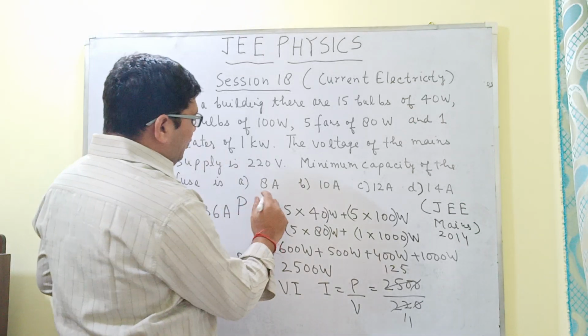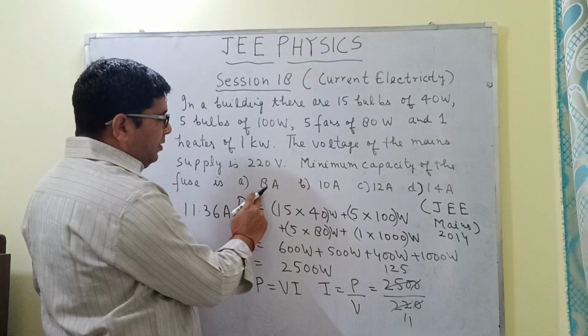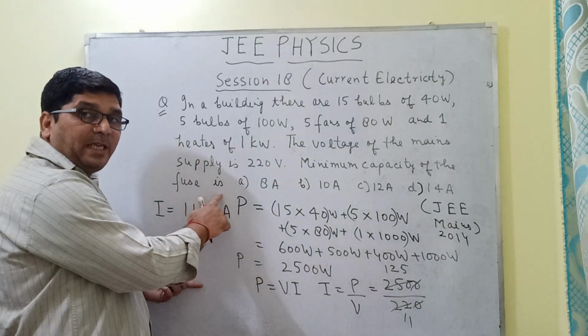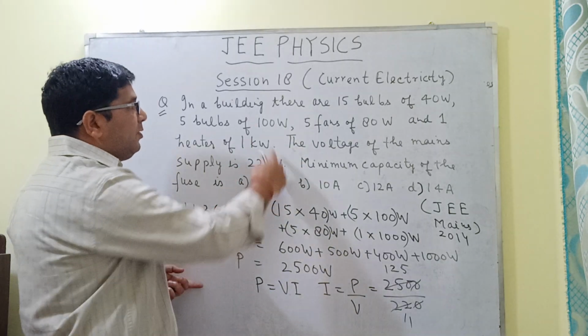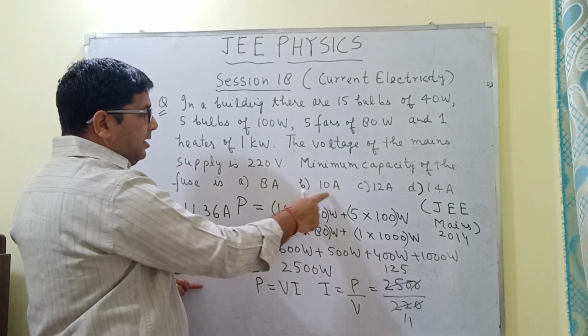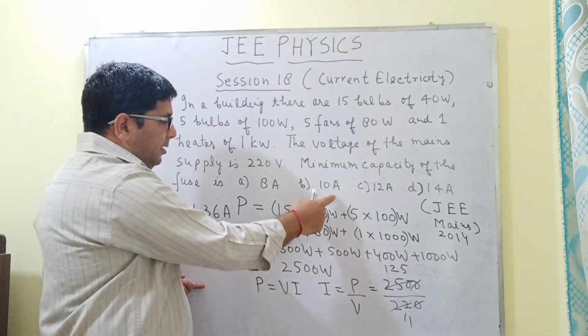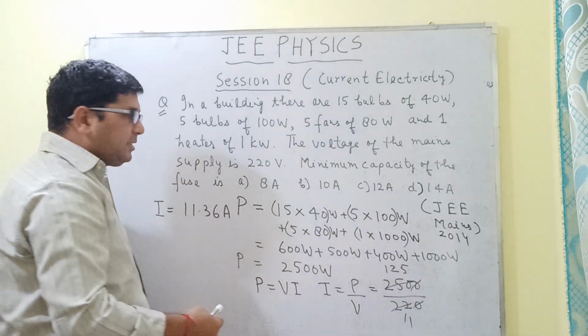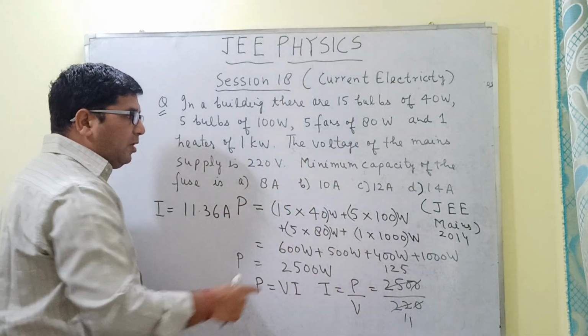So here we have got four options: 8, 10. Now we cannot use 8, because if we use 8, the fuse will get blown off when all the appliances are running at the same time. Similarly, we cannot use this fuse also, because again, if all the appliances are running at the same time, the fuse will get blown off.